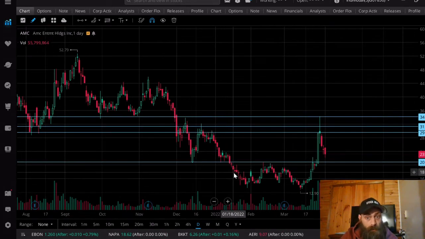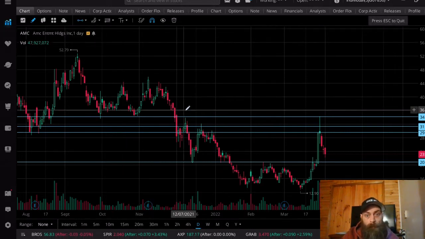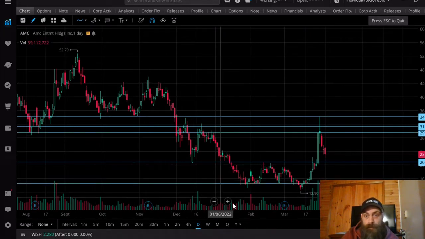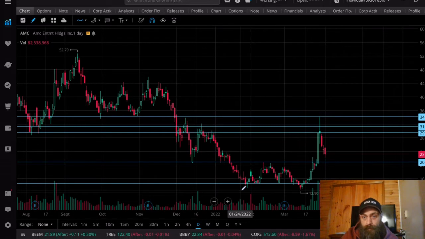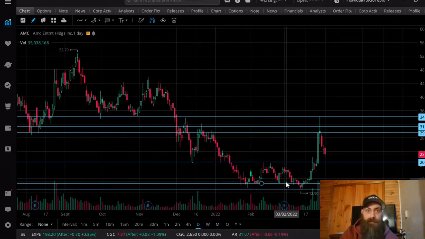Okay. It has broken through and wanted to find a new area of support. So this is going to be our new area of support. And it's an area, not an exact number.